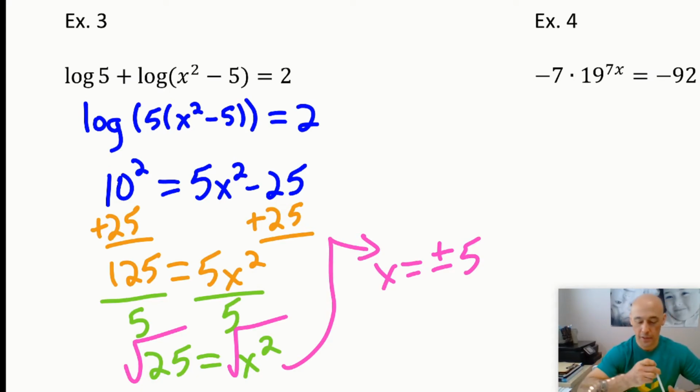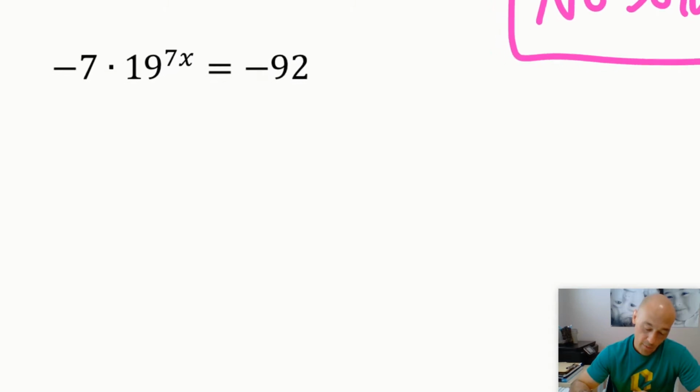Well, hopefully you just took some time to look at that like I did and realized, wait a second, when I plug a positive 5 in here, this is 25 minus 5, which is 20. That's just fine. When I plug a negative 5 in here, this is again 25 minus 5, which is 20, just fine. So our solution is positive and negative 5. Sorry about that, folks.